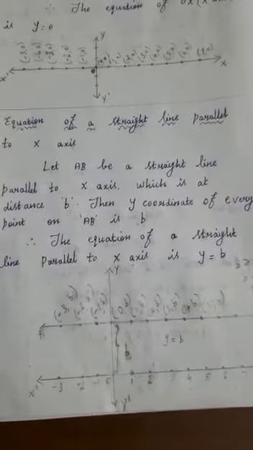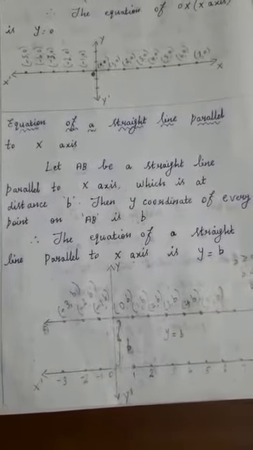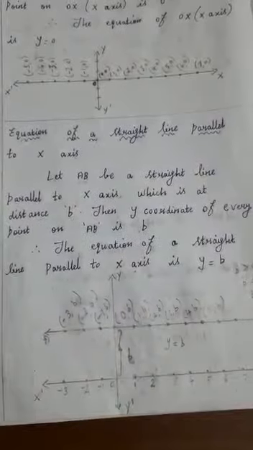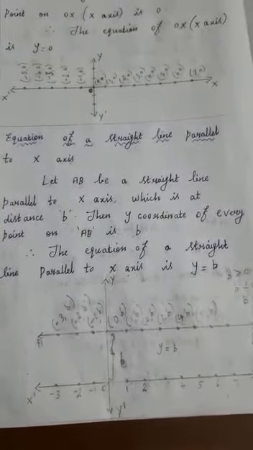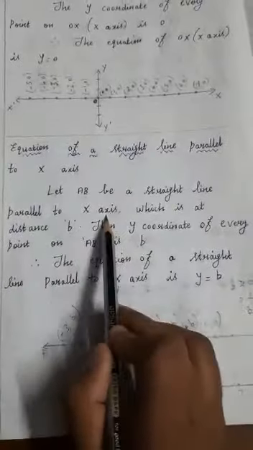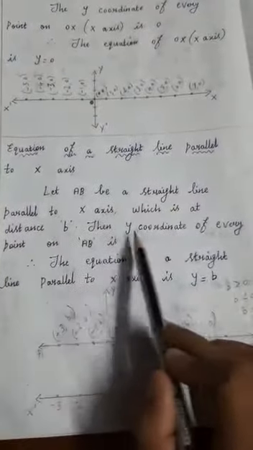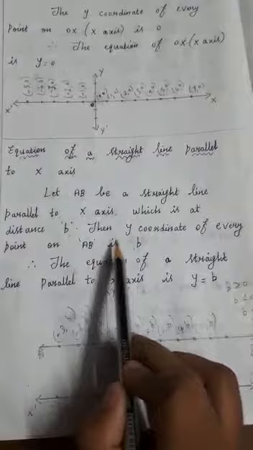Now let us see the equation of a straight line parallel to x-axis. Here we are going to see, if a straight line is parallel to x-axis, what is the equation? Let AB be a straight line parallel to x-axis which is at a distance b. Then the y coordinate of every point on AB is b.